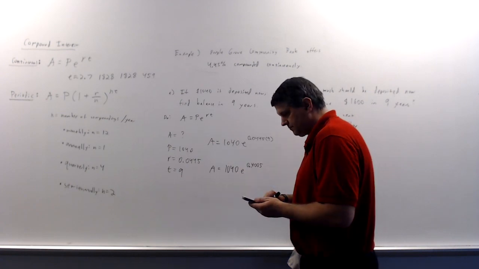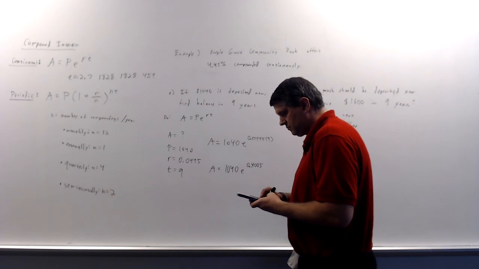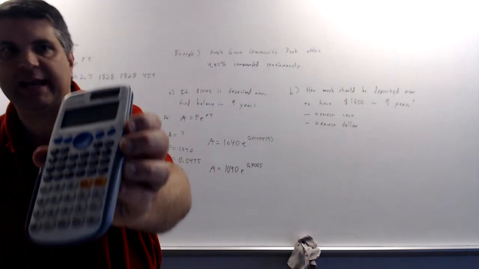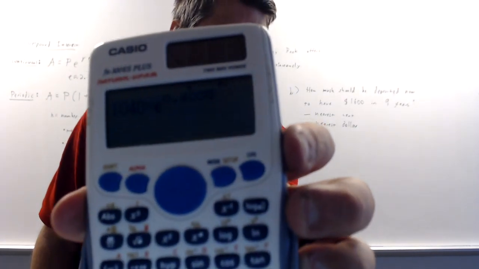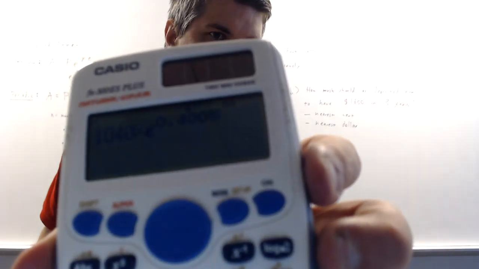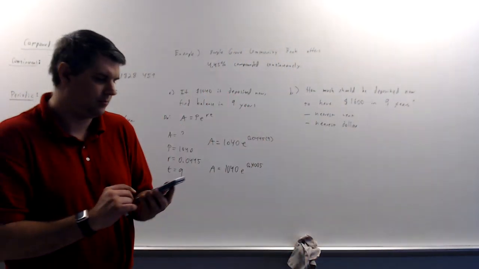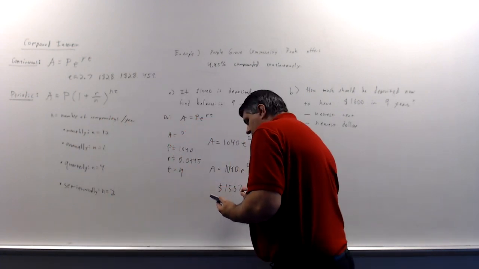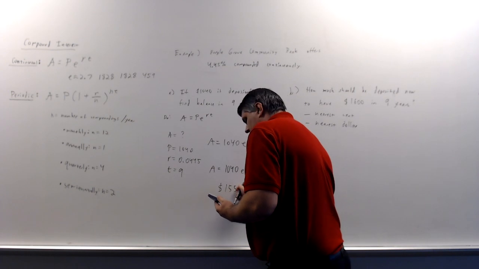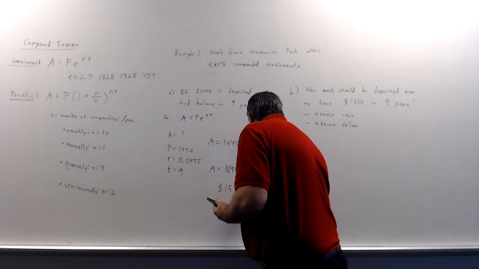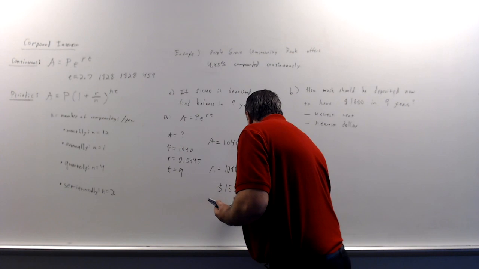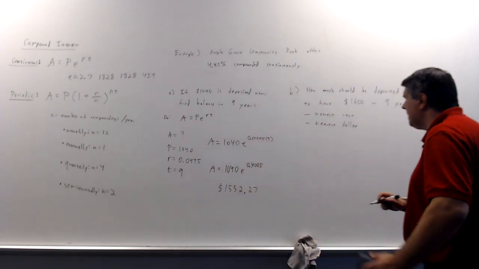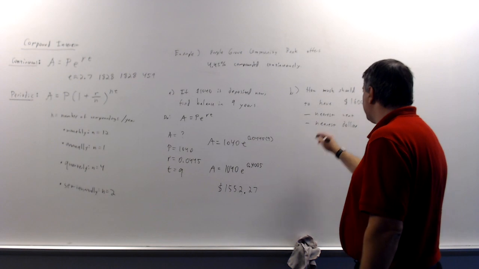Okay? This is what it looks like on the calculator that I'm using. Okay? And to the nearest cent, that's 2 decimal places, 1552, sorry, 0.27. Okay? Now for this one, it's still continuous.